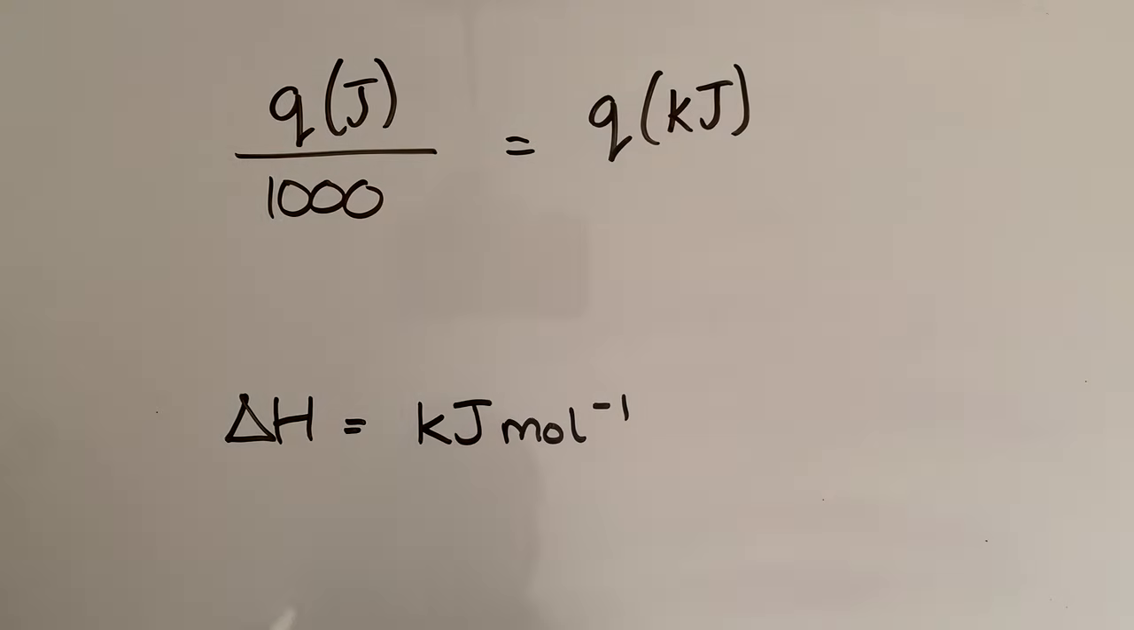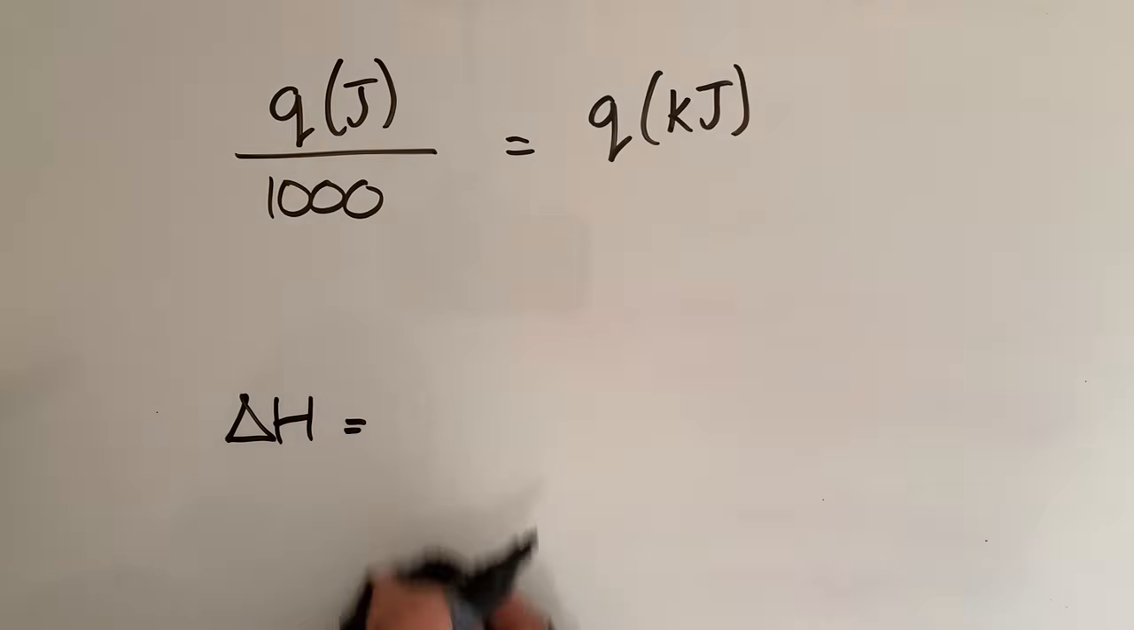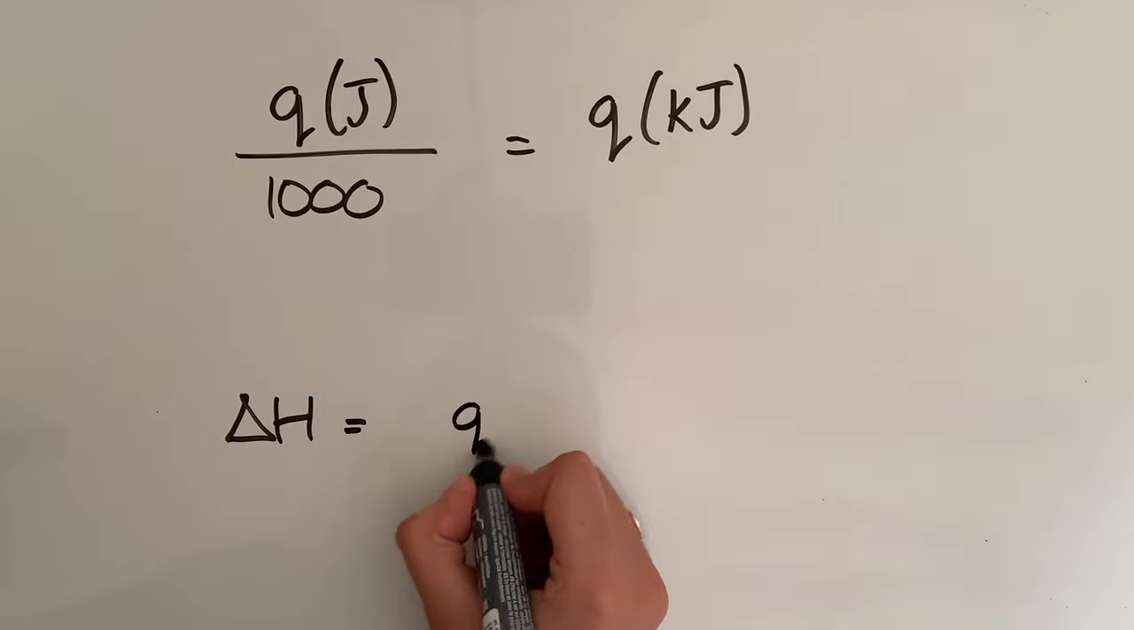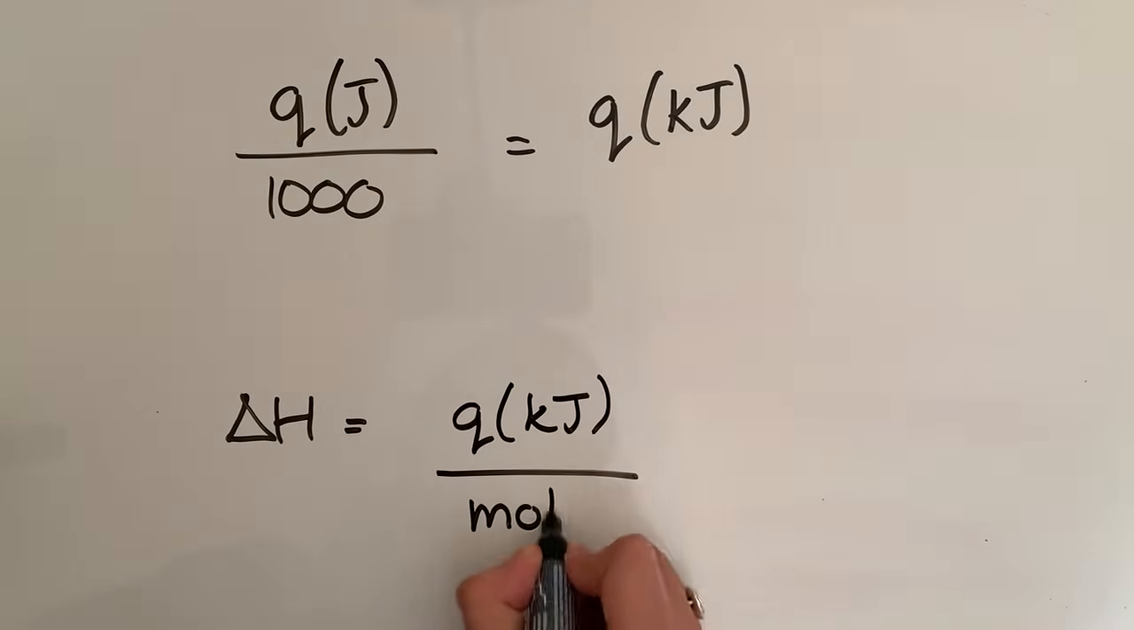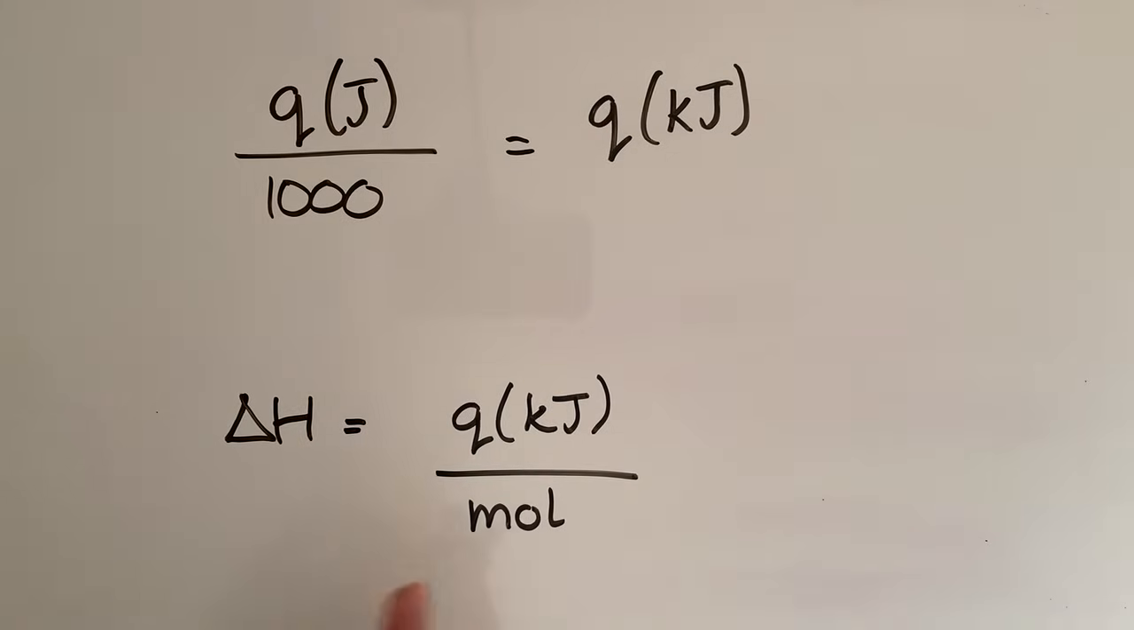And to get to our enthalpy change, we're going to take our Q in kilojoules and we're going to divide it by the moles of the substance. Now this is going to be specific to the type of experiment you're doing. So as I do further videos, you're going to see how we can find out the moles. But essentially this is how we get our enthalpy change. And as you can see, the units for this are going to be kilojoules per mole.